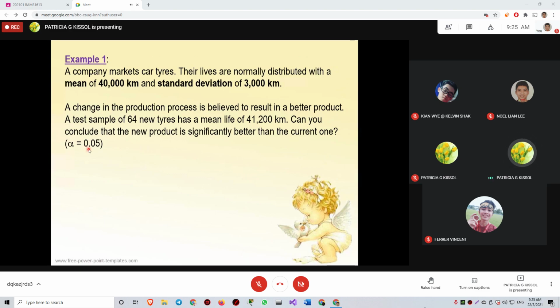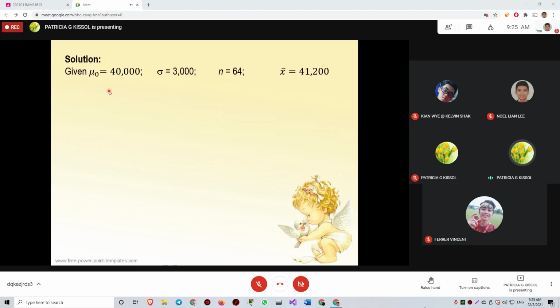Now the alpha is 0.05. Another piece of information is our sample. You can see here n is equal to 64, and the mean life is 41,200. See the difference? The mean life is 41,200 from the sample, and this is compared to the normally distributed mean, which is 40,000 kilometers. So what you do first is to list out all the given information. This is our mean, mu 0, which is 40,000, our sigma, which is 3,000, and our n is 64.